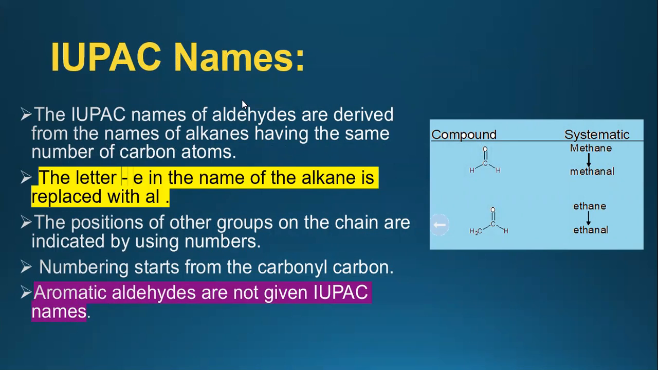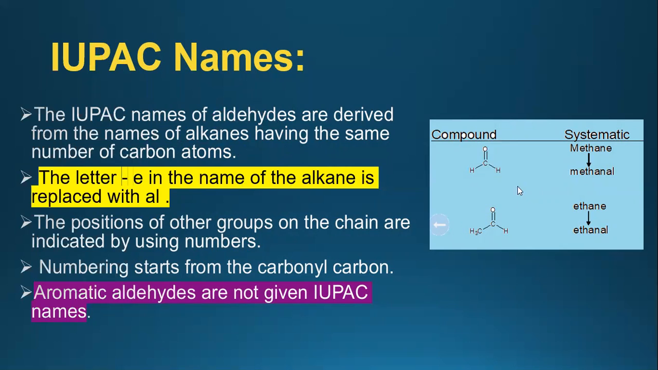Now, these were the common names of aldehydes, but we will see the IUPAC names of aldehydes. The IUPAC names of aldehydes are derived from the alkanes, whereas the common name of an aldehyde is derived from the carboxylic acid. So the IUPAC name of an aldehyde is derived from the name of the alkane having the same number of carbon atoms.